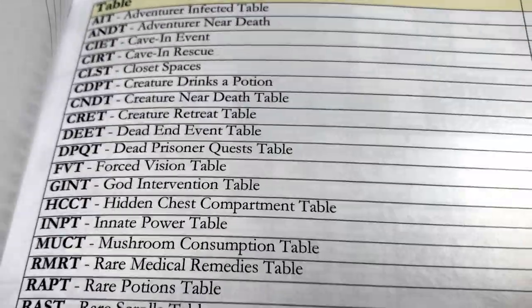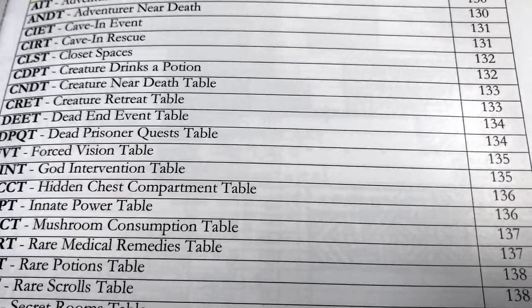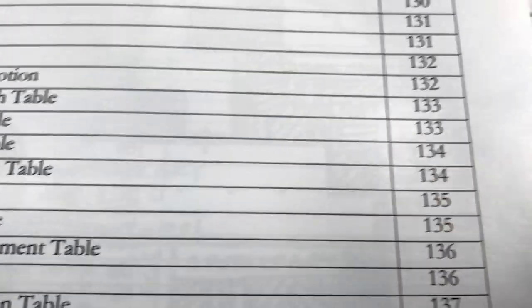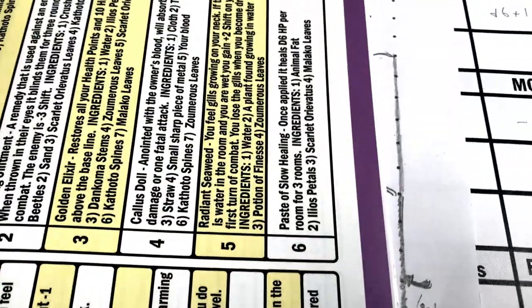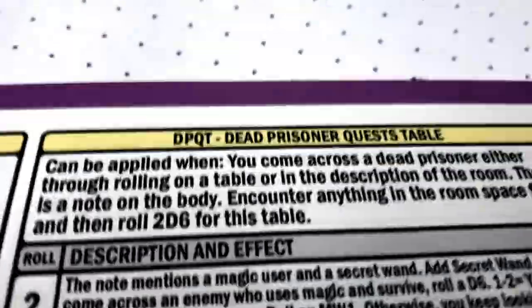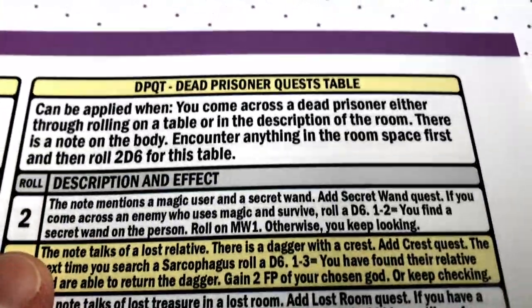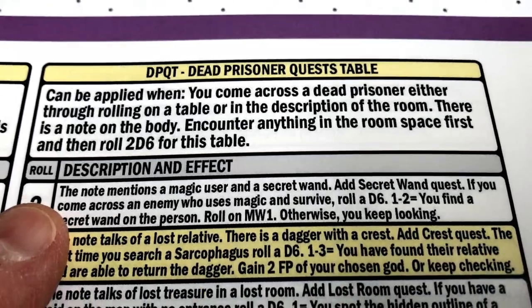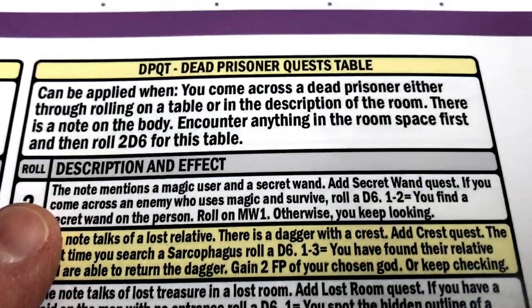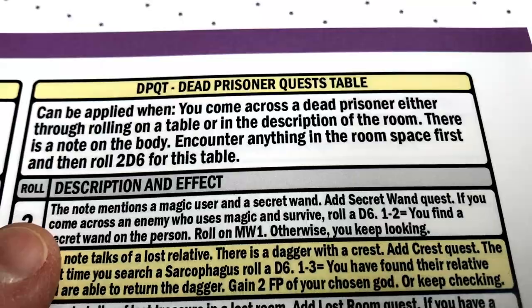This is just going to be the one roll I'm going to do in the actual video, the dead prisoner quest table. When you find a dead prisoner, as I did, which I wasn't expecting, we're going to roll on this and see what happens. It says this can be applied when you come across a dead prisoner, either through rolling on a table or in the description of the room. There is a note on the body. Encounter anything in the room space first, and then roll 2d6 for this table.